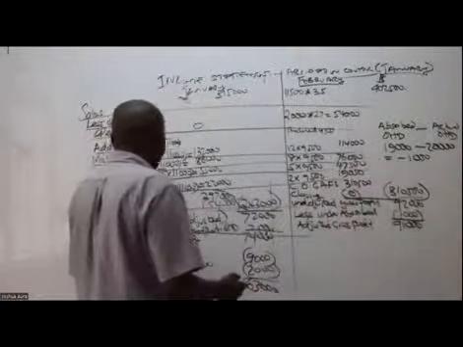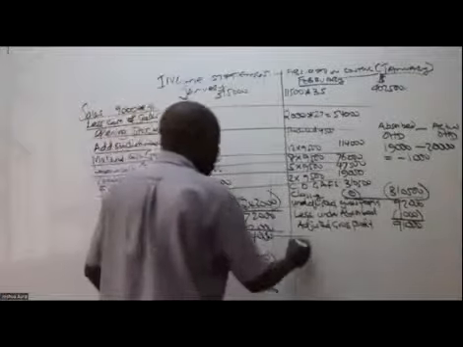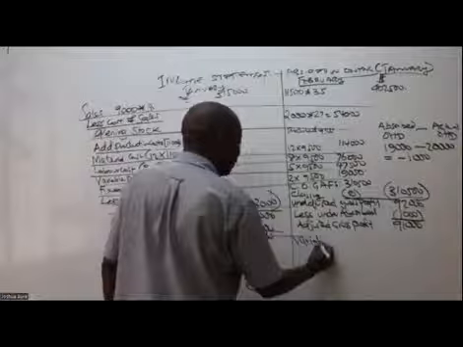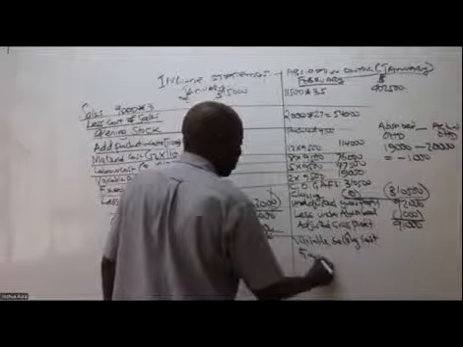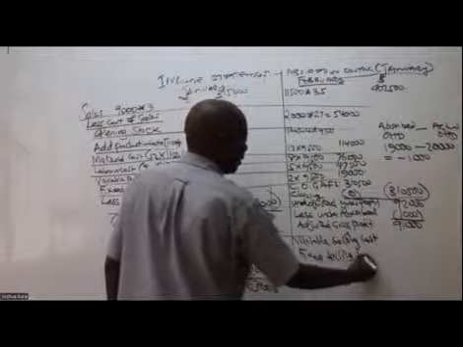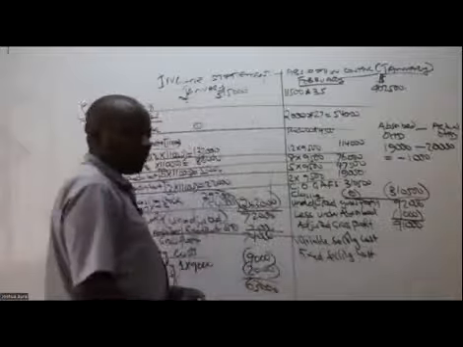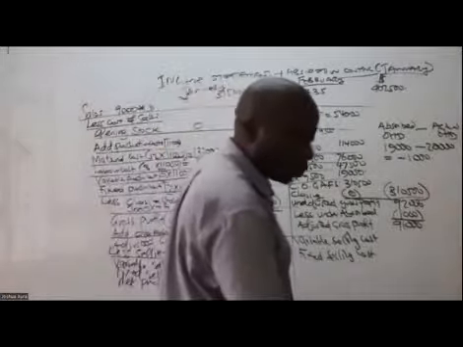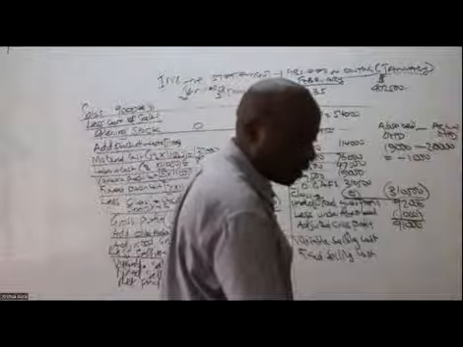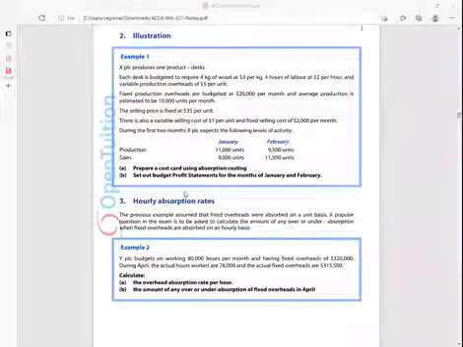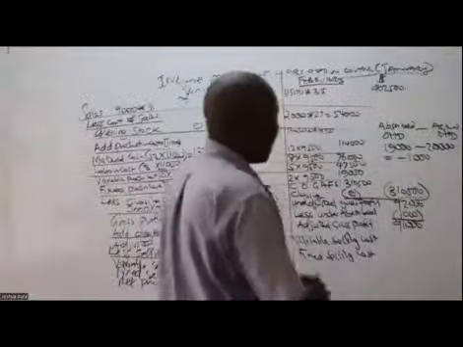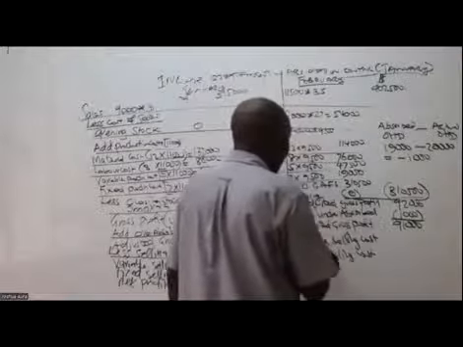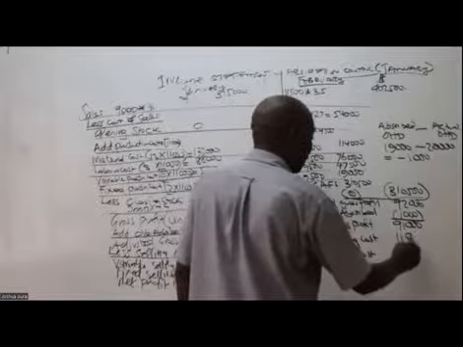So after we get this, straight away we go to the selling costs, of which we have the variable selling cost versus the fixed selling cost. So for the variable selling cost, I know it's 1 per unit, times the number of units that we sold, which were 11,500. So 1 times 11,500, which will end up giving us 11,500.